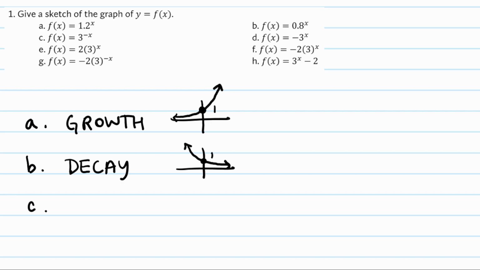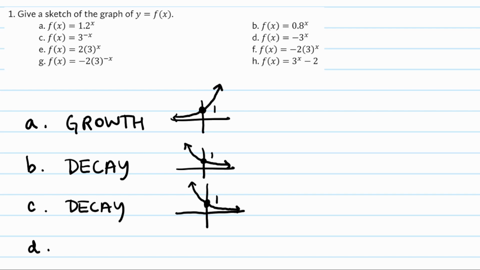For C, y equals 3 to the negative x, that's also decay, because that's the same as 1/3 to the x. I think I did this one in the examples in the book. So it's going to be the exact same graph I just drew. And these are just sketches. They do not need to be perfect or anything. That's why I'm working on lined paper and not graph paper, right?